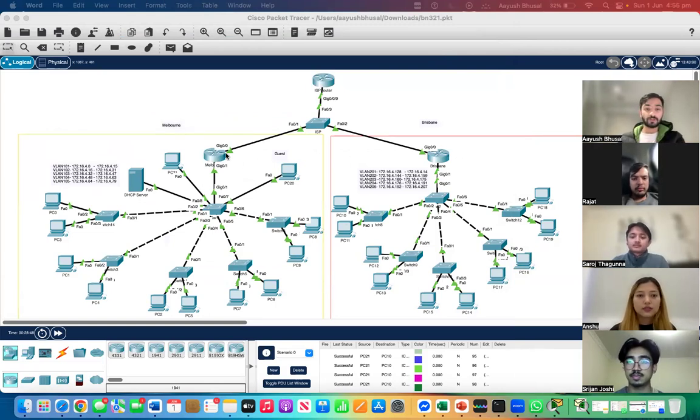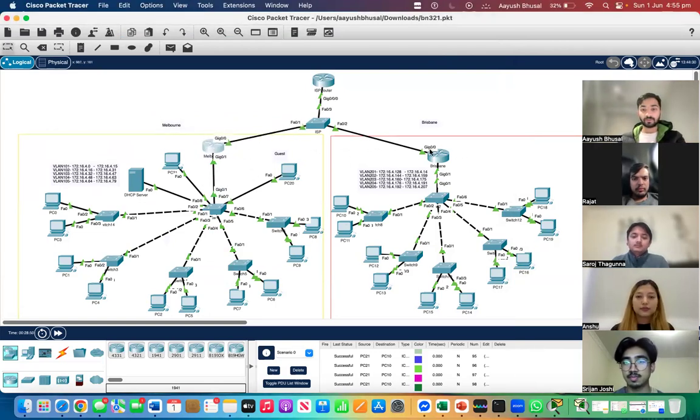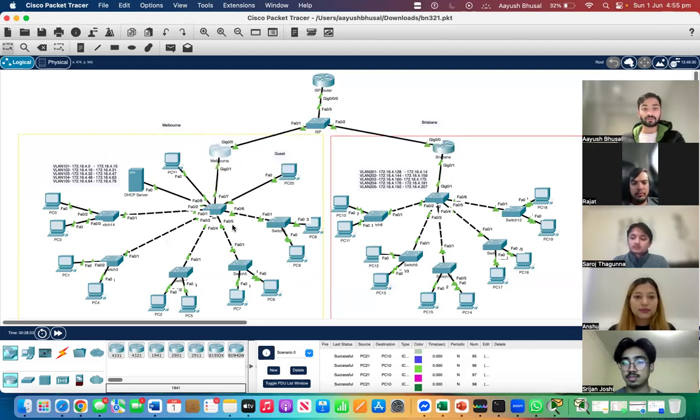First, we have this Melbourne router, and this one is the Brisbane router. Every connection is associated with the router. This is the ISP router through which the two routers get connected. Here we have a server, we have a DHCP server, we have port security involved, and we have done NAT configuration. Furthermore, that will be explained by Saroj and Rajat, I believe. We've also got VLAN configuration, which will be explained by Srijan.